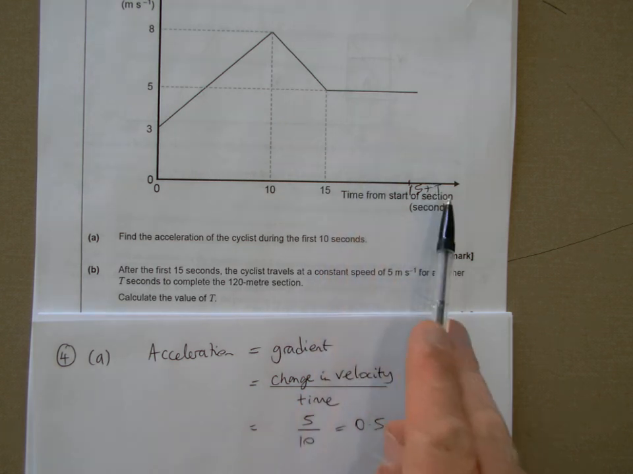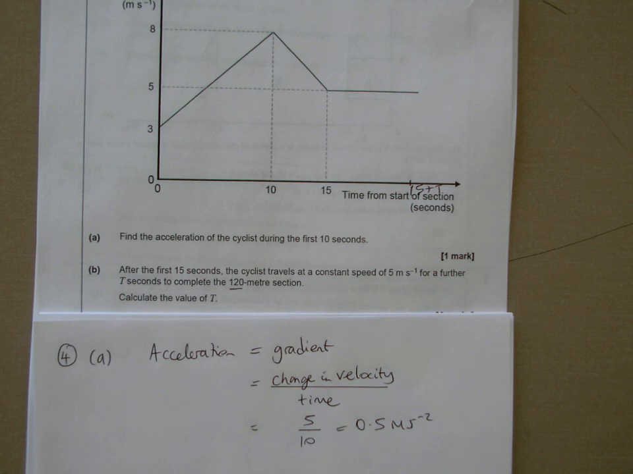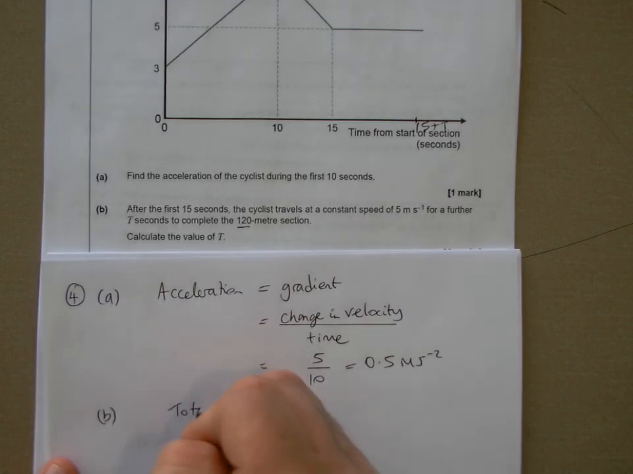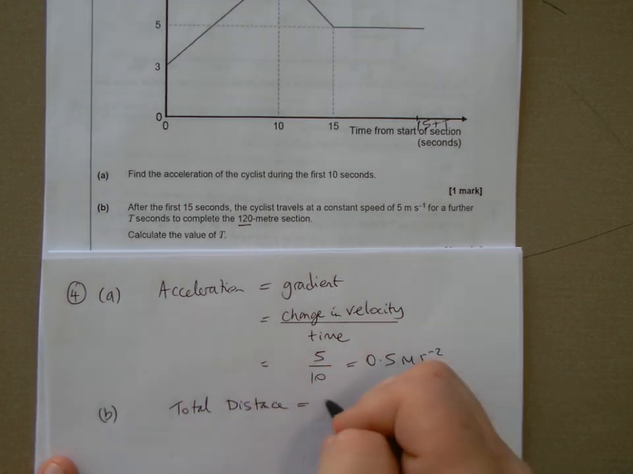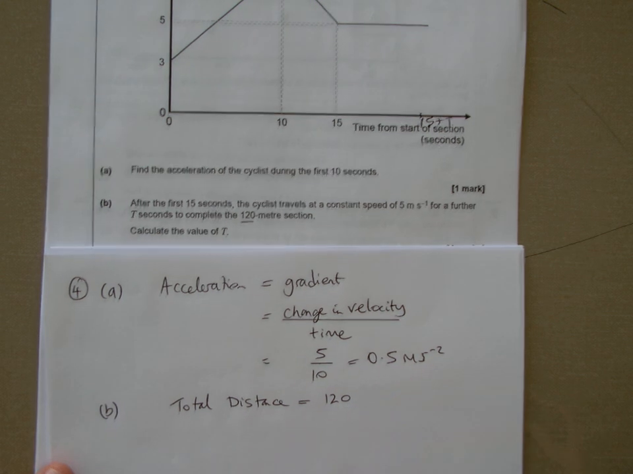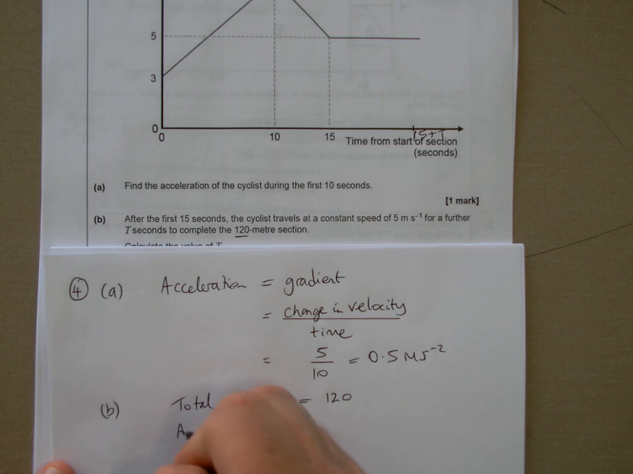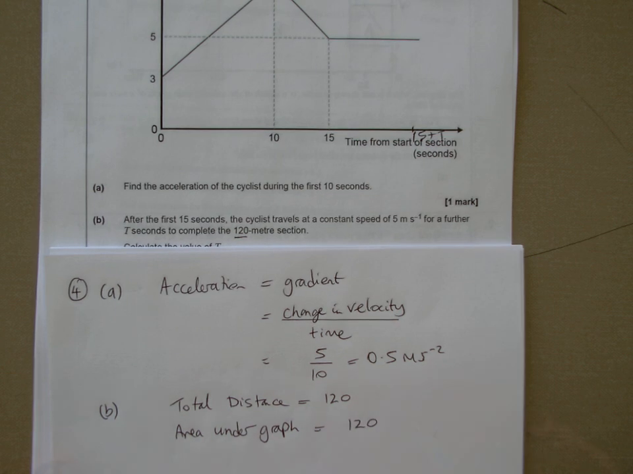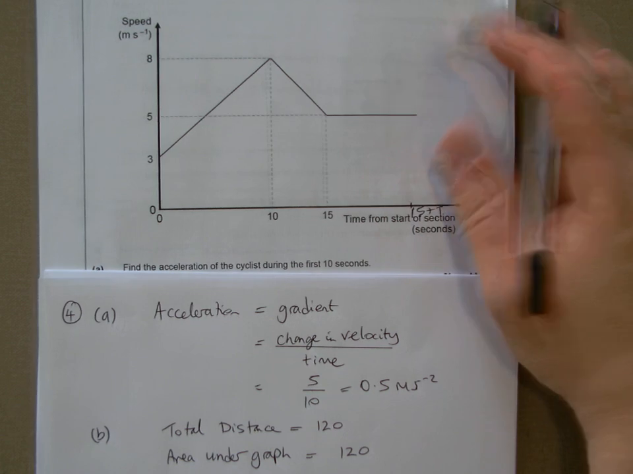Because we also know that it's a 120 meter section, we know the total distance is 120. But we also know the total distance on the velocity-time graph is quite simply the area under the graph. So the area under the graph has got to equal 120. All you've got to do is work out the area underneath here.